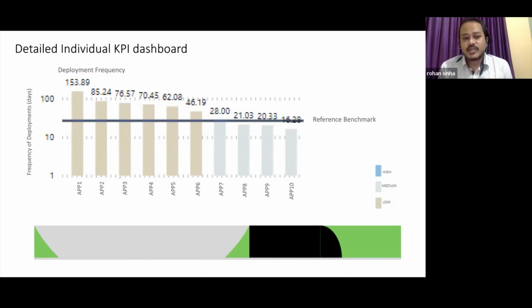This kind of view can be made for each and every KPI for an end user to understand their maturity level in a seamless view.